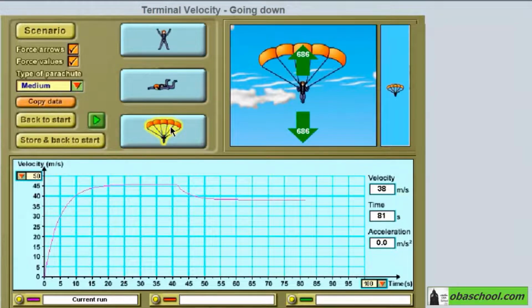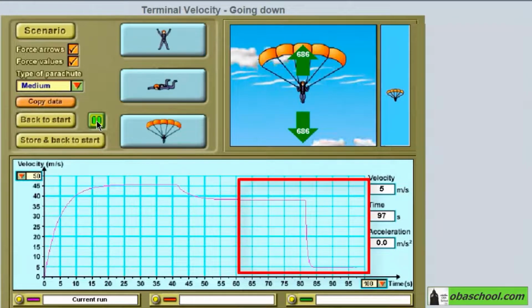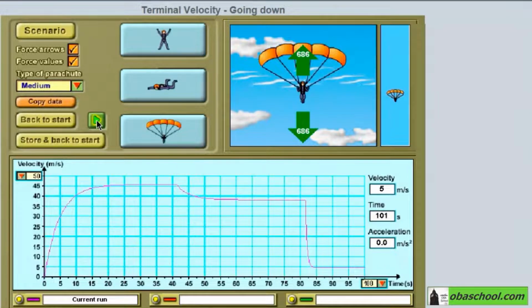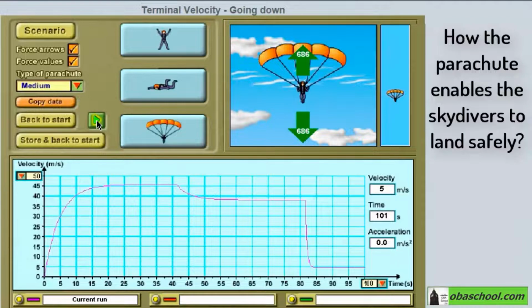We're going to click play and watch the value of drag as the parachute opens. The velocity significantly decreases when the parachute opens. Thinking about the forces of weight, drag, and terminal velocity, how does the parachute enable the skydiver to land safely?